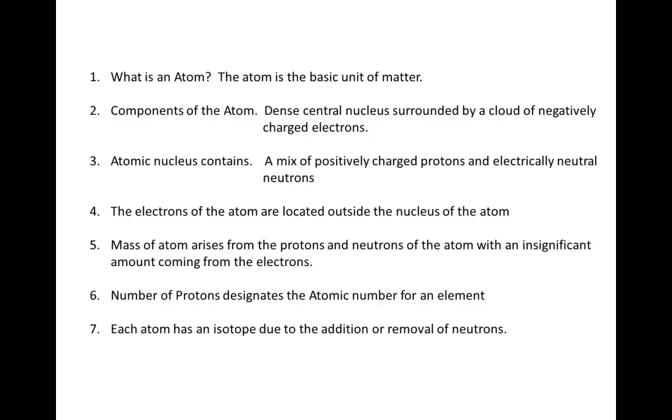The number of protons in an atom designates its atomic number. Each atom has isotopes due to the addition or removal of neutrons. An atom can be changed by removing protons from it, but then it becomes a whole new atom.